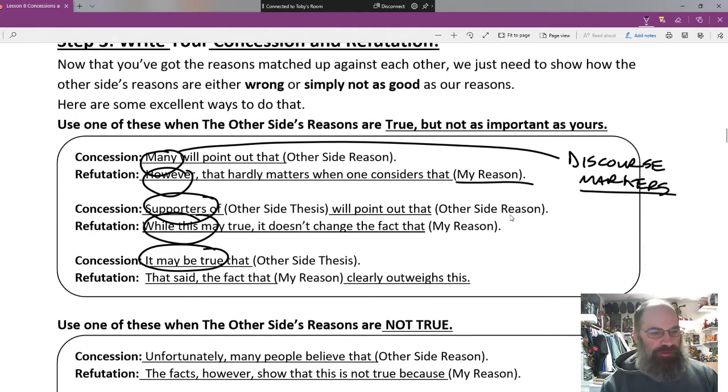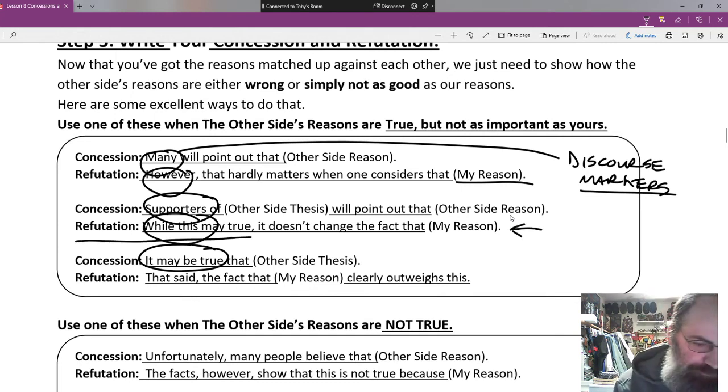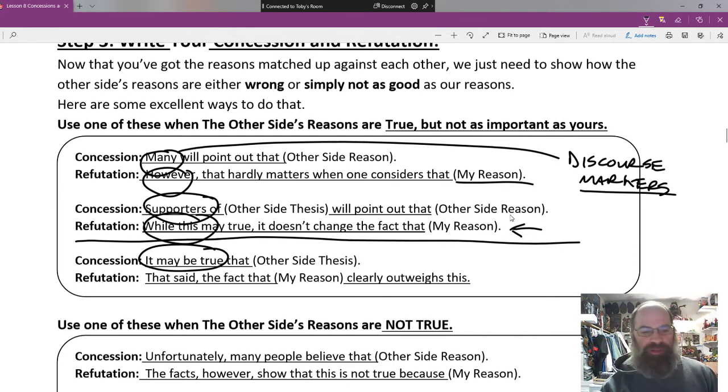my reason. Supporters of the other side will point out that while this may be true, it doesn't change the fact that. This is such a good way to go about it because you're acknowledging the other side does have a point, and you're not attacking them, which is really important. You're saying that is so true. However, it doesn't change this. And then, it may be true that, said, the fact that clearly outweighs this. These are really nice ways to argue that acknowledge the other side.